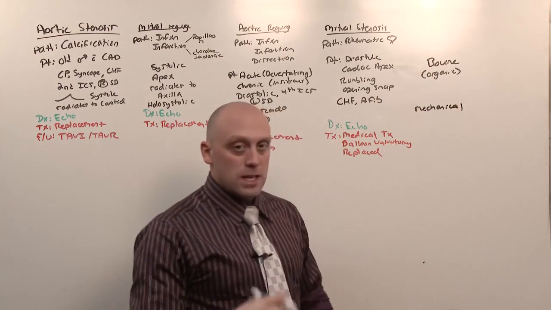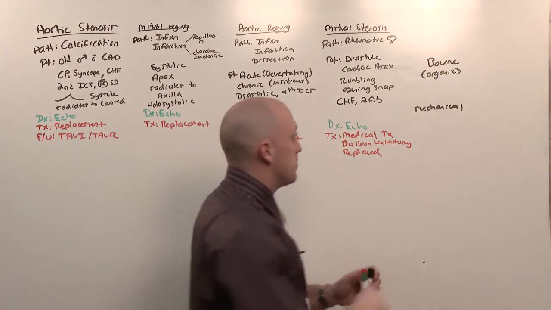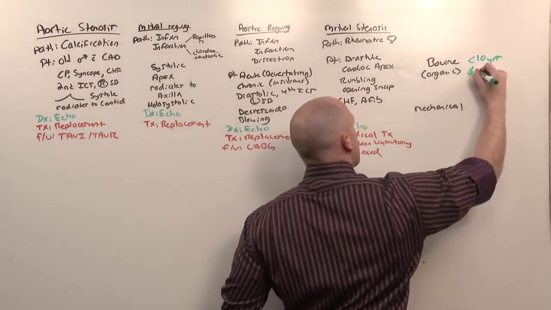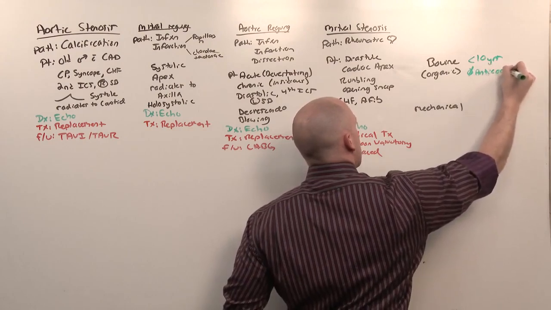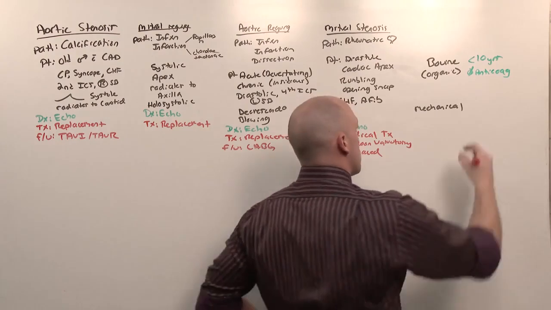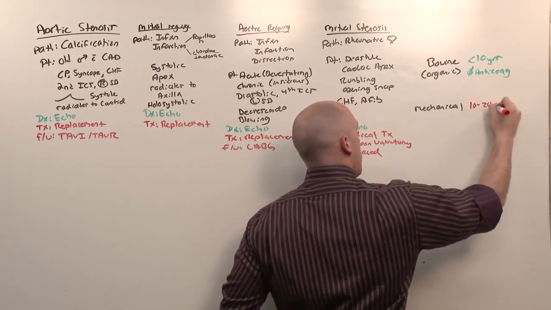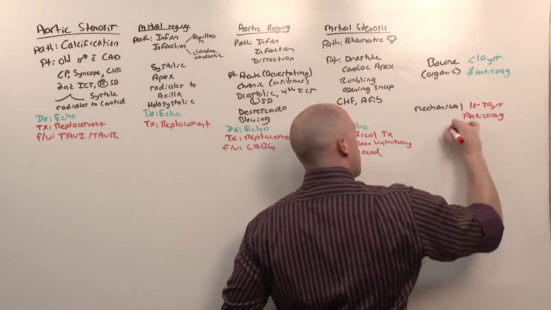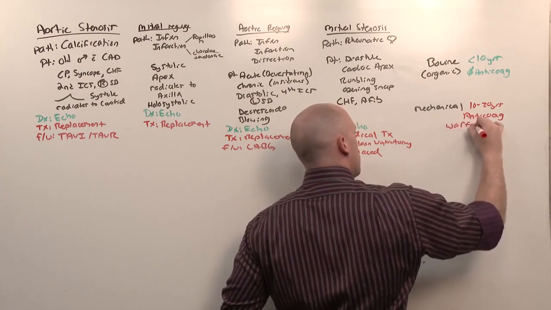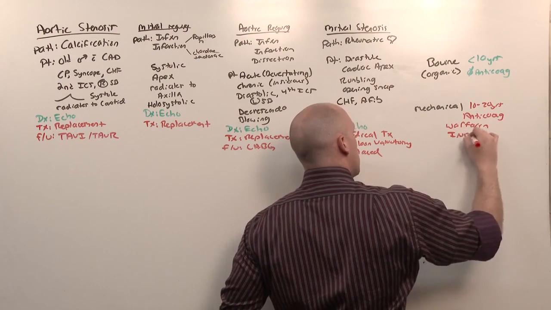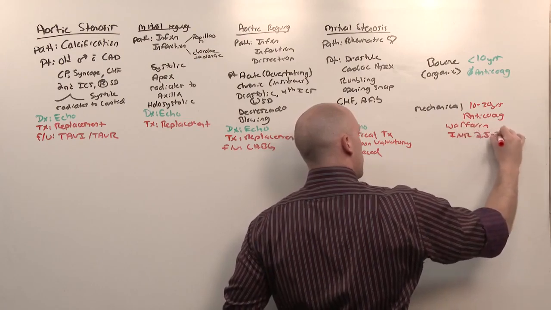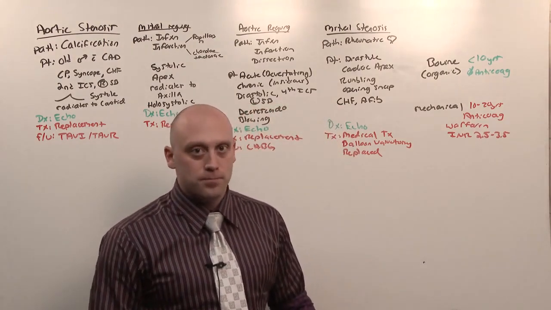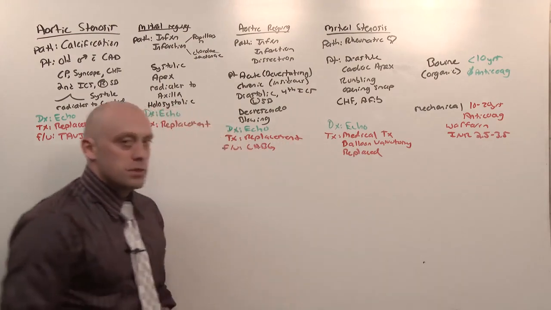Organic valves don't last that long, less than 10 years. But they need no anticoagulation. Mechanical valves are good for 10 to 20 years, but do need anticoagulation. Usually you use warfarin and target an INR higher than what you'd think, 2.5 to 3.5. More so than someone who's had a DVT-PE. These are the considerations for valvular disease.